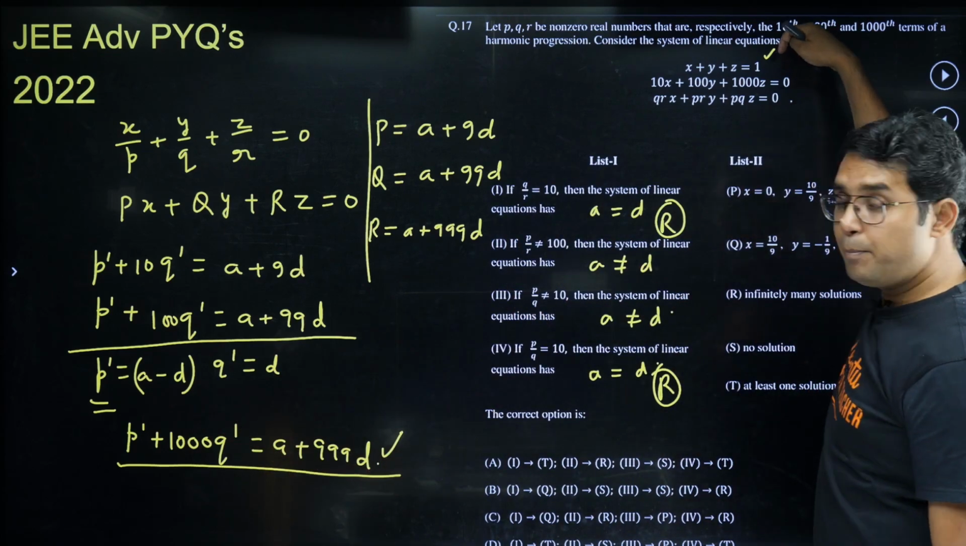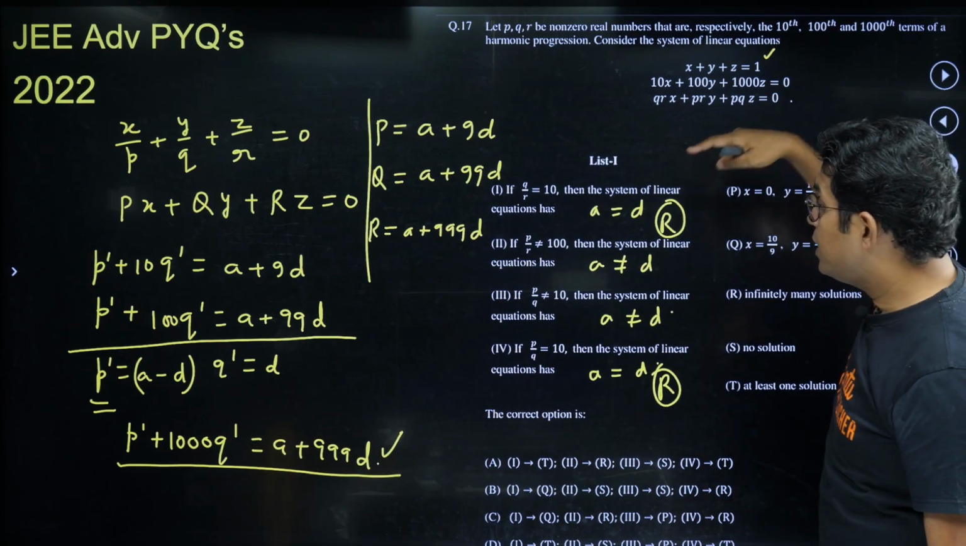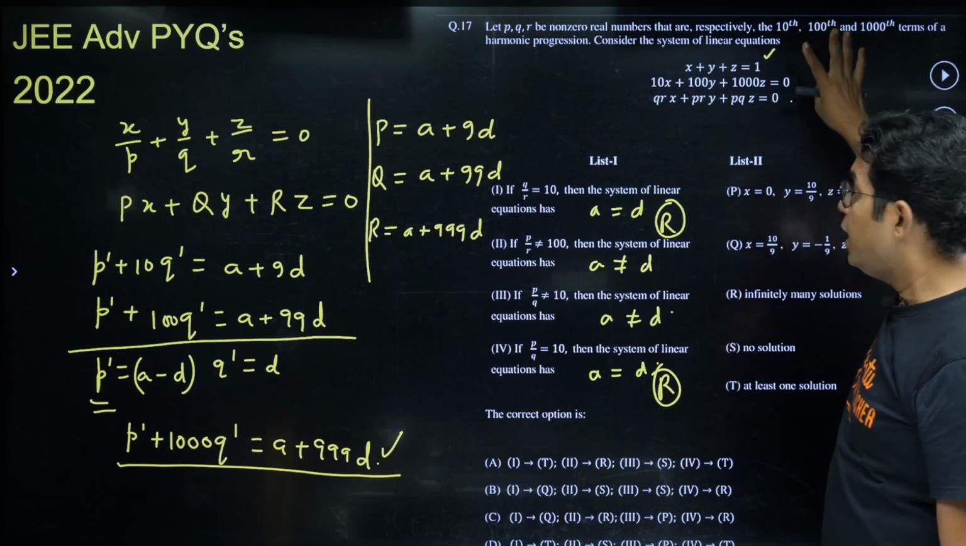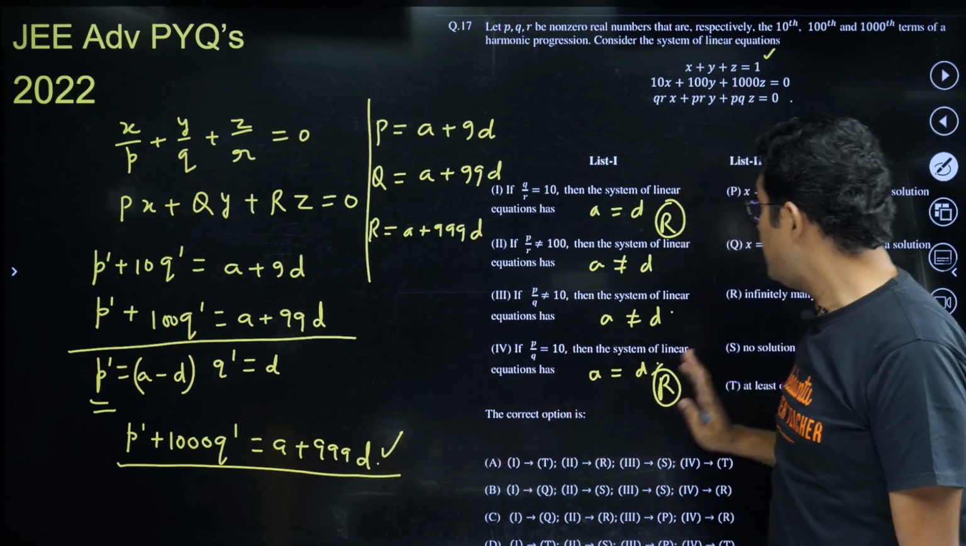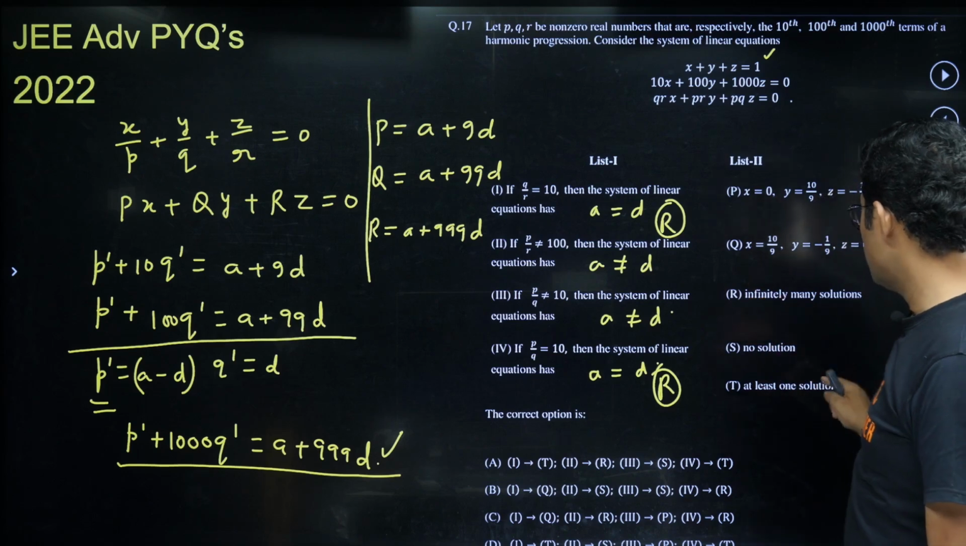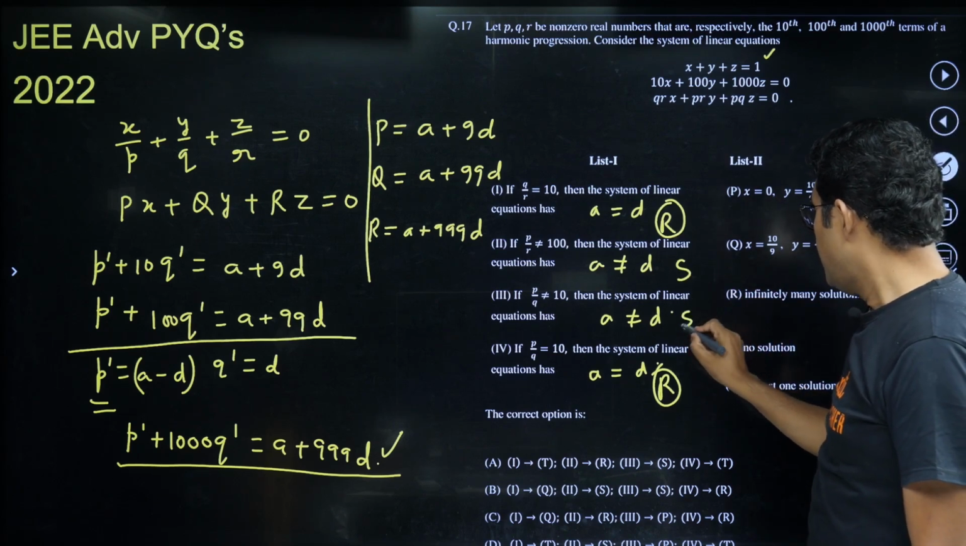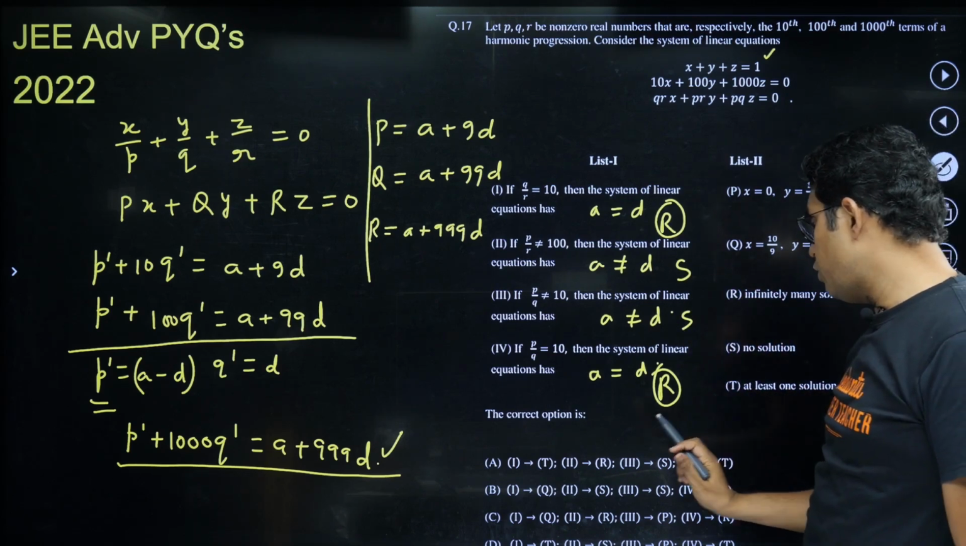Now, if you multiply P dash with this 1 and whatever value of Q dash with 0, I think on the right hand side, the constant term will not satisfy this equation, which means they will give you the no solution case. So it will be S here, S here. So I think this is coming out to be in the B option.